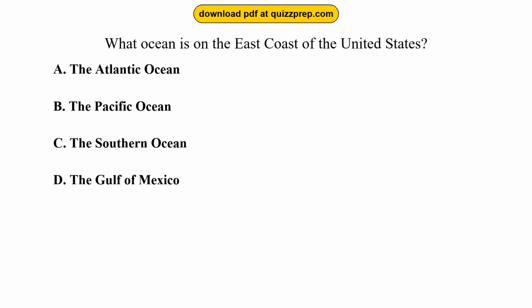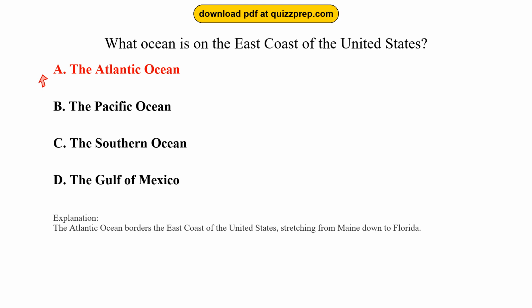Question 84. What ocean is on the east coast of the United States? Option A, the Atlantic Ocean. Option B, the Pacific Ocean. Option C, the Southern Ocean. Option D, the Gulf of Mexico. The correct answer is option A, the Atlantic Ocean. The Atlantic Ocean borders the east coast of the United States, stretching from Maine down to Florida.